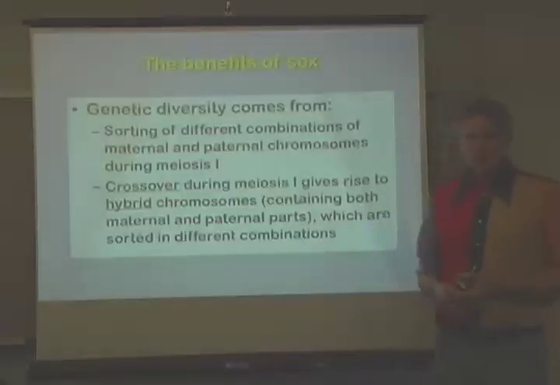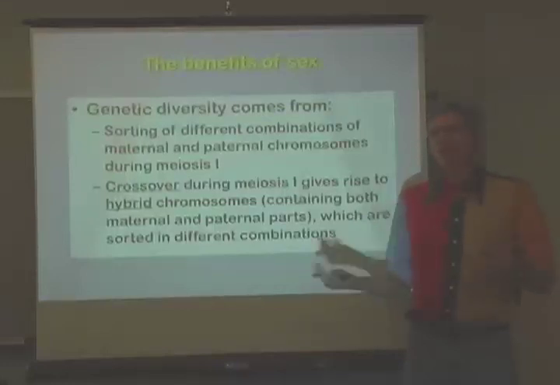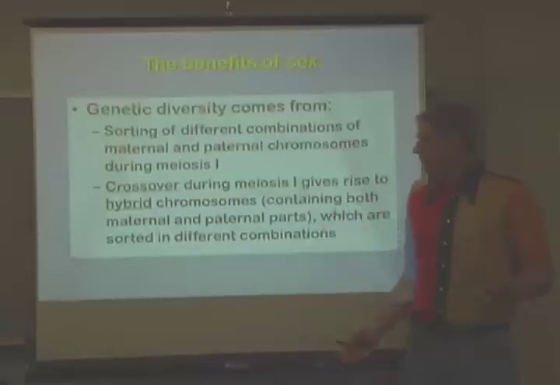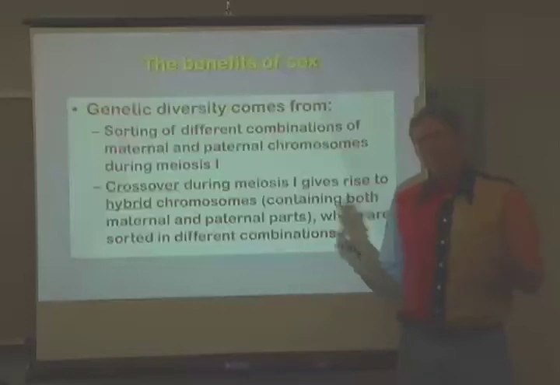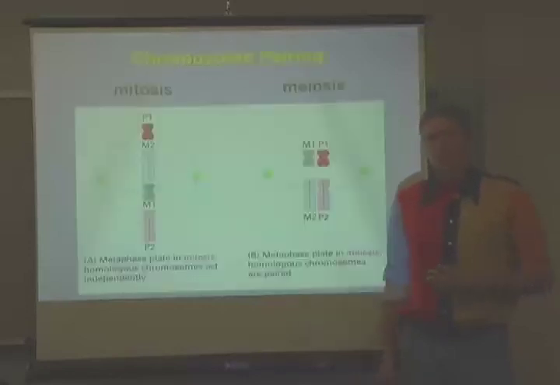And you get crossover during meiosis to give hybrid chromosomes, okay? So chromosomes that contain parts of mom and parts of dad. And then these are sorted in different combinations. So it shuffles the genes around, shuffles the DNA around, okay?